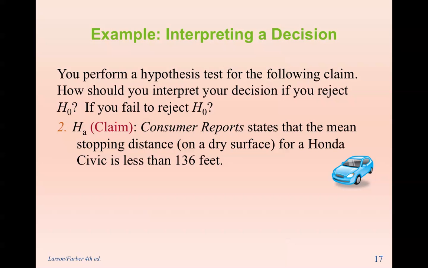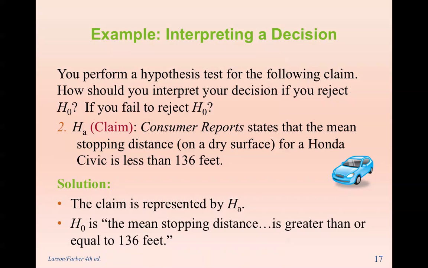All right, you perform a hypothesis test for the following claim. So claim, Consumer Reports states that the mean stopping distance on a dry surface for a Honda Civic is less than 136 feet. The claim is represented by the alternative hypothesis in this case. So H naught is the mean stopping distance is greater than or equal to, because this one says less than.